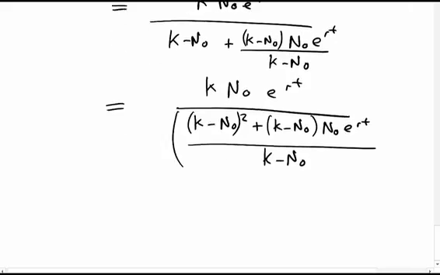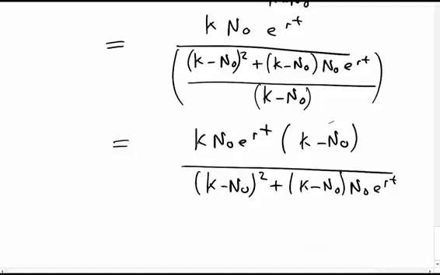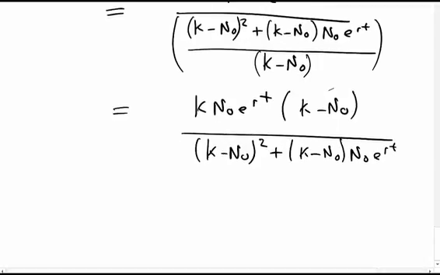So now what we'll end up with is just this thing. I can now say that that's divided by that, so therefore that's the same as k n naught e to the rt times k minus n naught over k minus n naught squared plus, this is a lot of work, plus n naught e to the rt. Right, so now let's do a little bit more work with this. This is a nightmare.